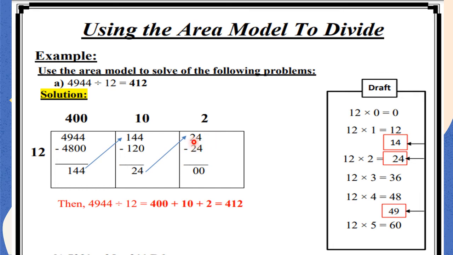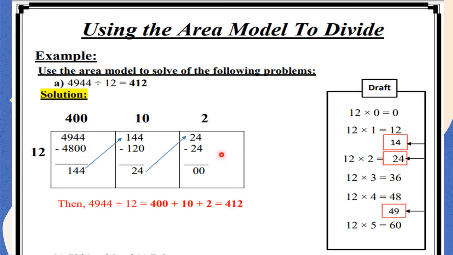Let's solve it. 24 divided by 12 equals what? Equals 2, because 12 times 2 equals 24. And now subtract. 4 minus 4 is 0. 2 minus 2 is 0. To get the final answer, we are going to add 400 plus 10 plus 2. It will be 412, which is the answer.